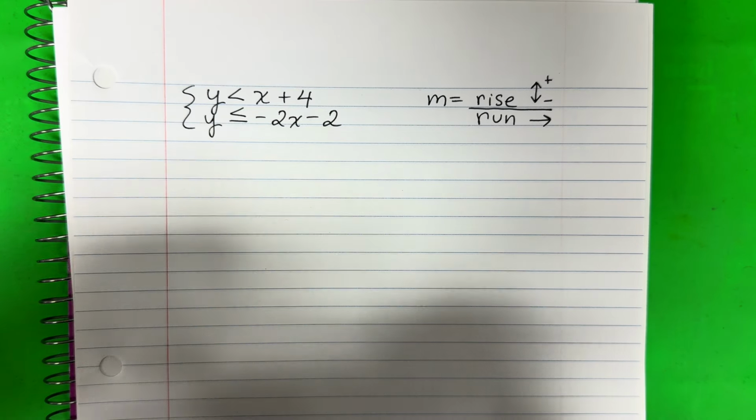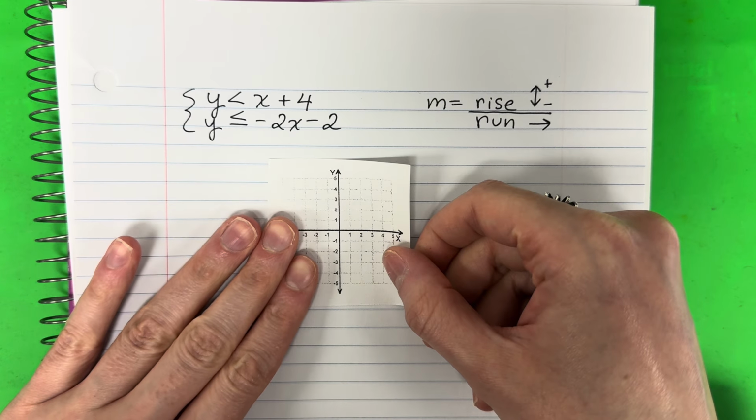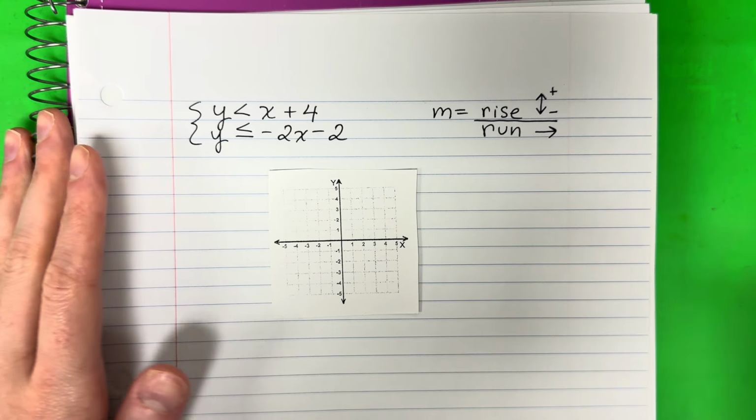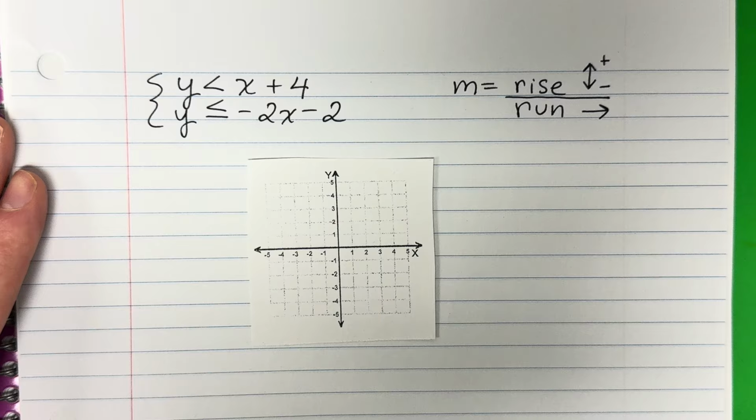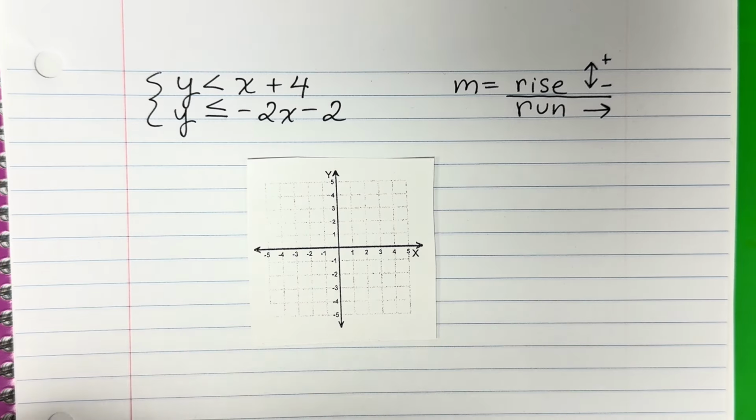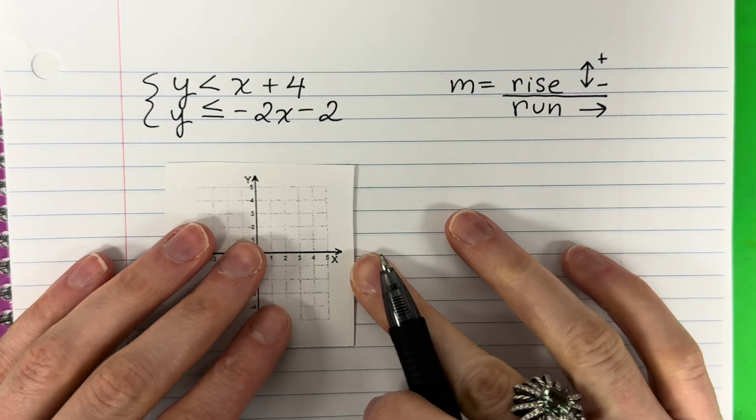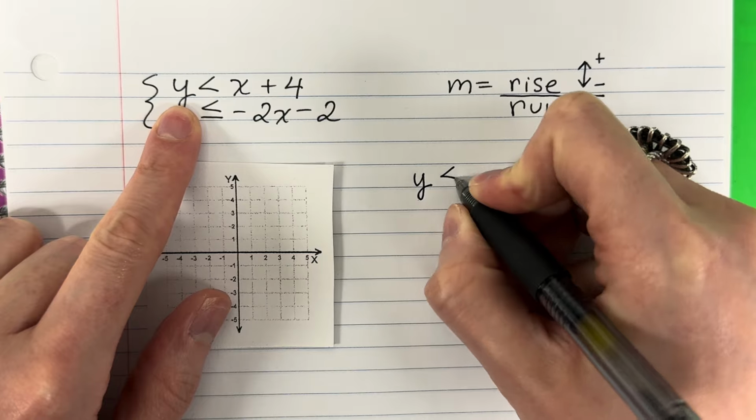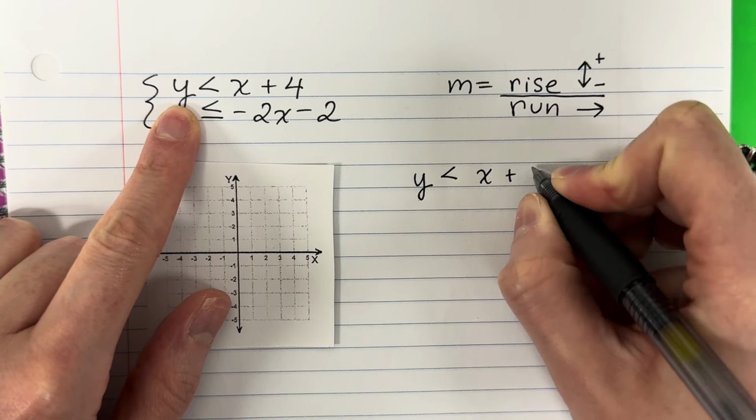And I'm going to go ahead and just graph it, and then I will compare my graph to the ones that are given. I think that's the best way to do this type of question. So let me go ahead and zoom in here for y'all. Okay, so let's start with the first equation. So here it is. It's y is less than x plus 4.